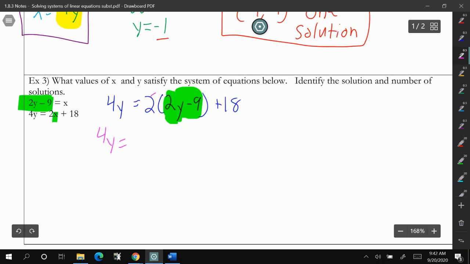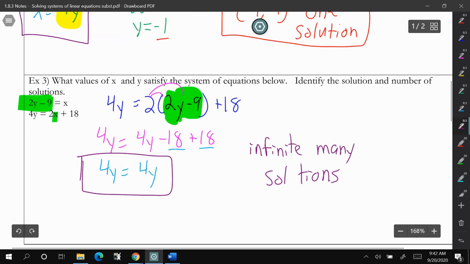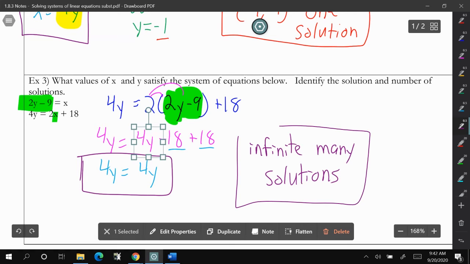So 4y equals, and then we'll distribute, we get 4y minus 18 plus 18. So when we combine our like terms, we get 4y equals 4y. So the same thing is on the left and right side, exact same thing. That means there's infinitely many solutions. Like what we talked about the other day, as soon as we know that we have the same thing on the left and right side, there's infinitely many solutions.